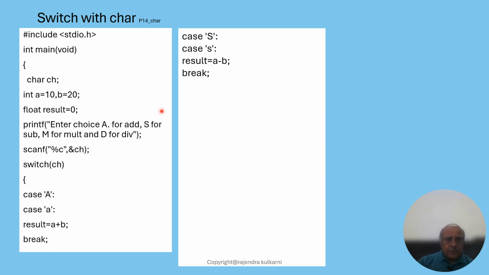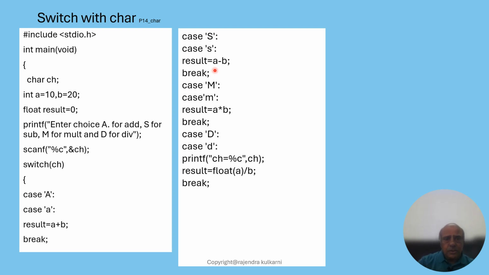Case S, result is equal to a minus b. Case M is multiplication, result is equal to a into b. Case D stands for division, result is equal to the evaluation of this expression, float in parentheses, a divided by b, and then break.